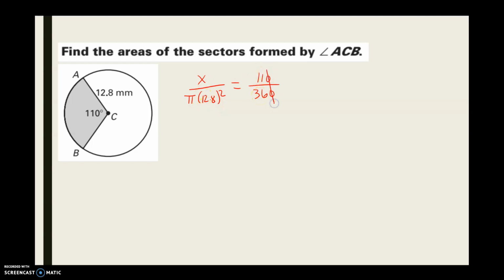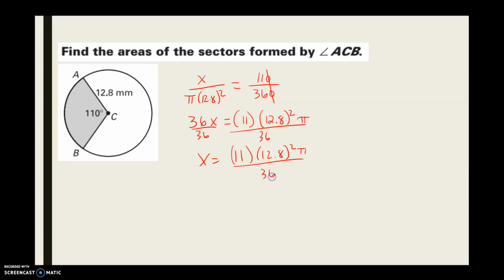Canceling out my zeros. So when I cross multiply, I'm going to get 36x is equal to 11 times 12.8 squared times pi. I'm going to divide both sides by 36, and so I get x is equal to 11 times 12.8 squared pi all over 36. And now in your calculator, you get x to be approximately 157.3.